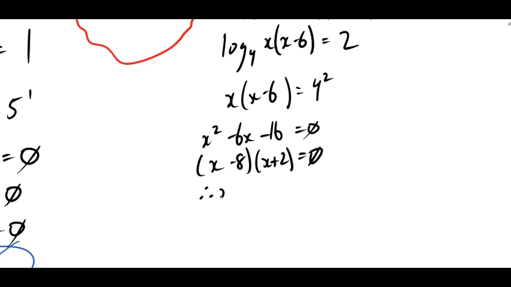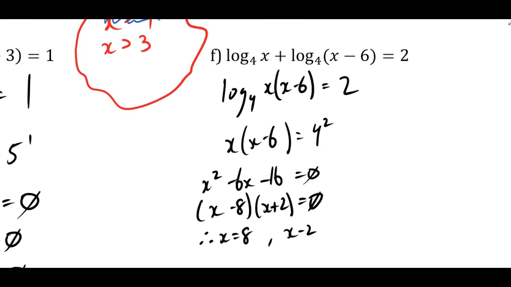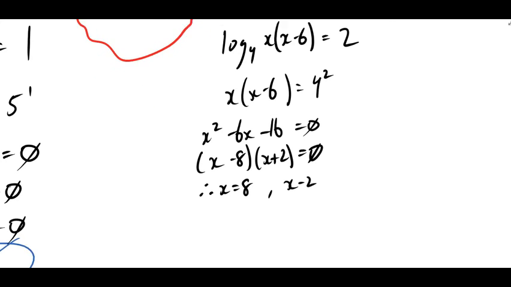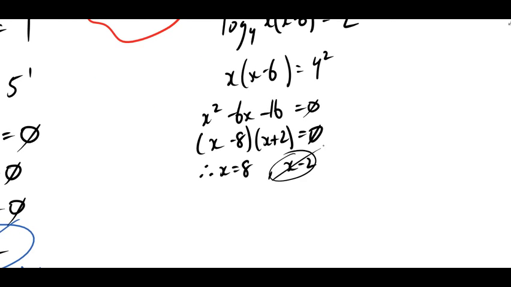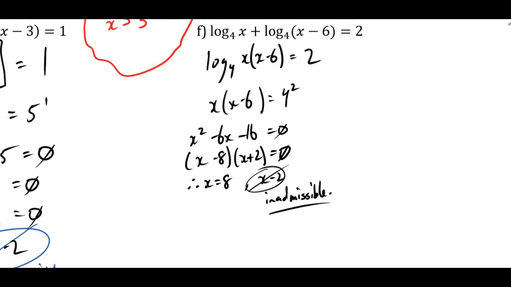So it looks like we got x is 8 and x is -2. But if we look, -2 won't work. So the answer is x equals 8. Any questions?